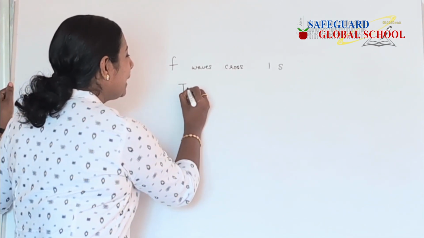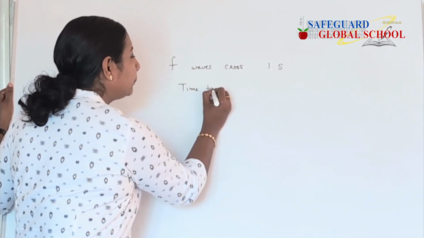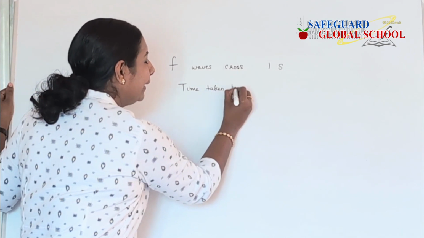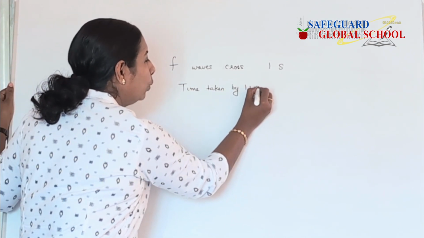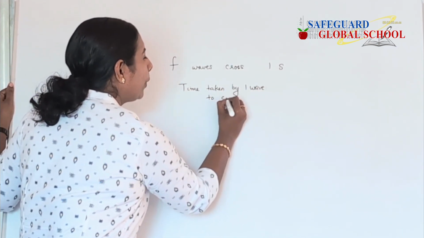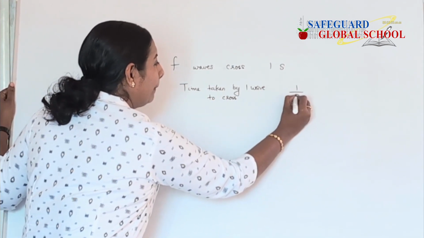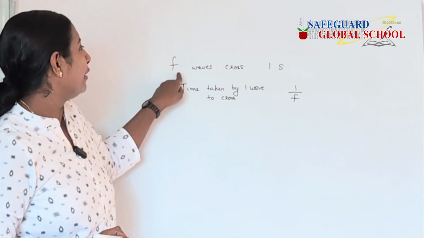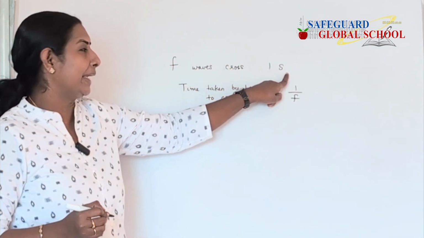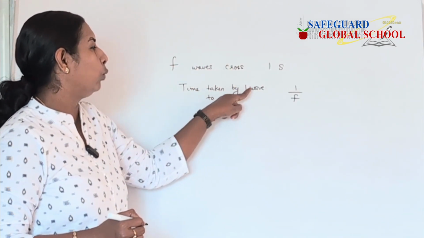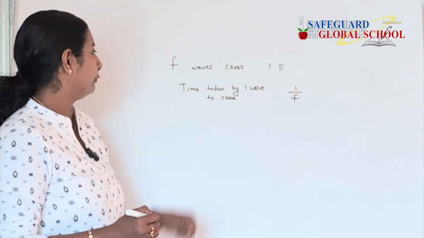So am I right? The time taken by one wave to cross a point will be equal to 1 by F. That means F waves cross in 1 second, so the time taken by one wave is 1 by F.